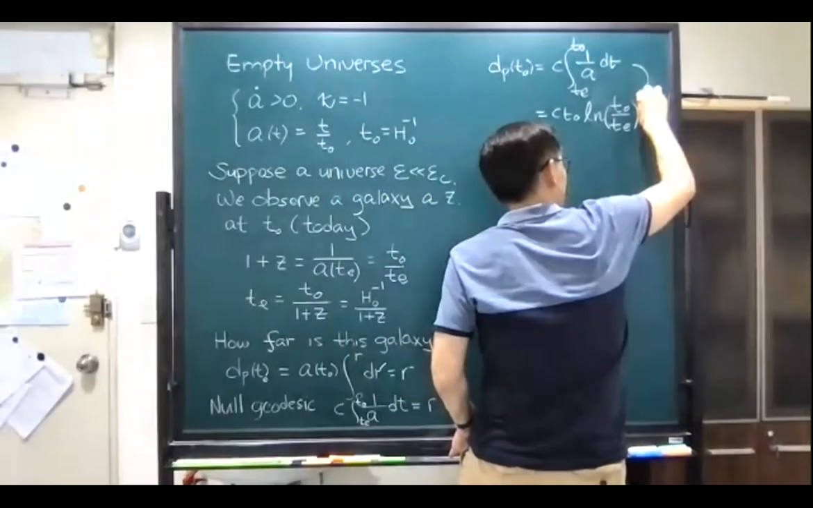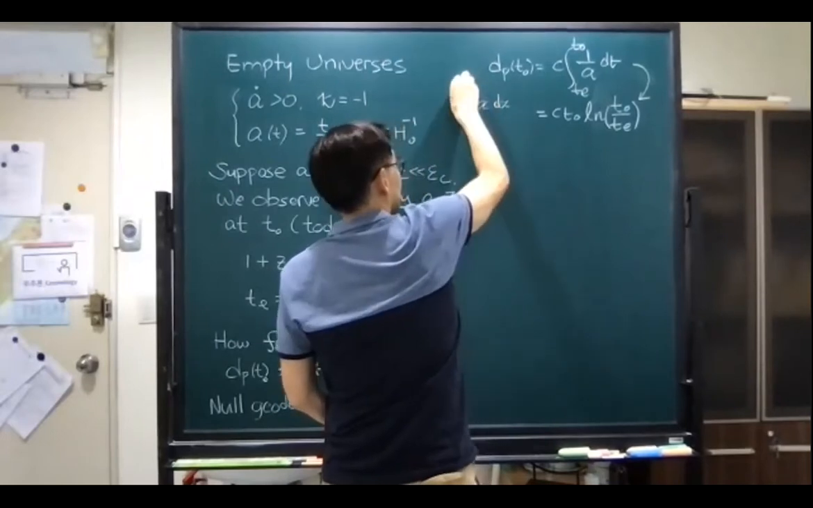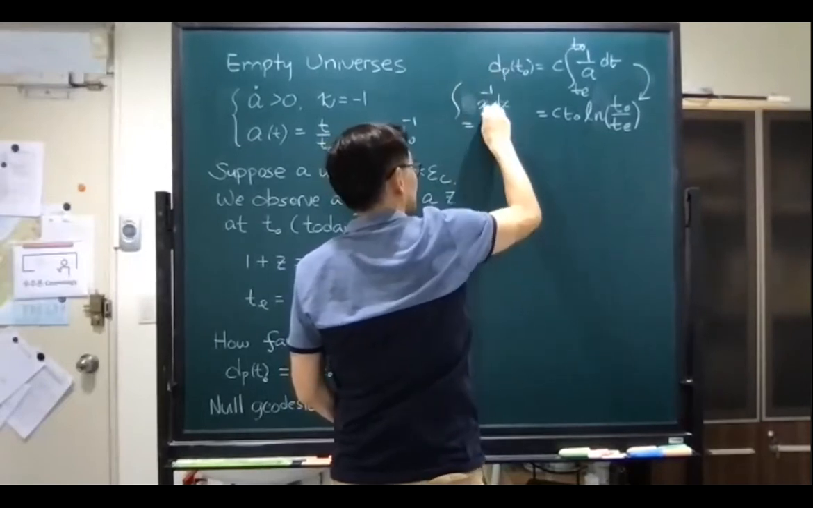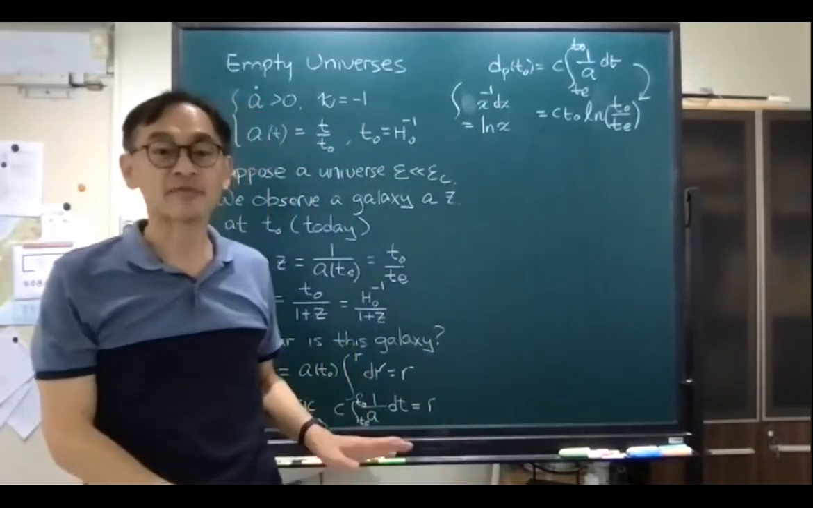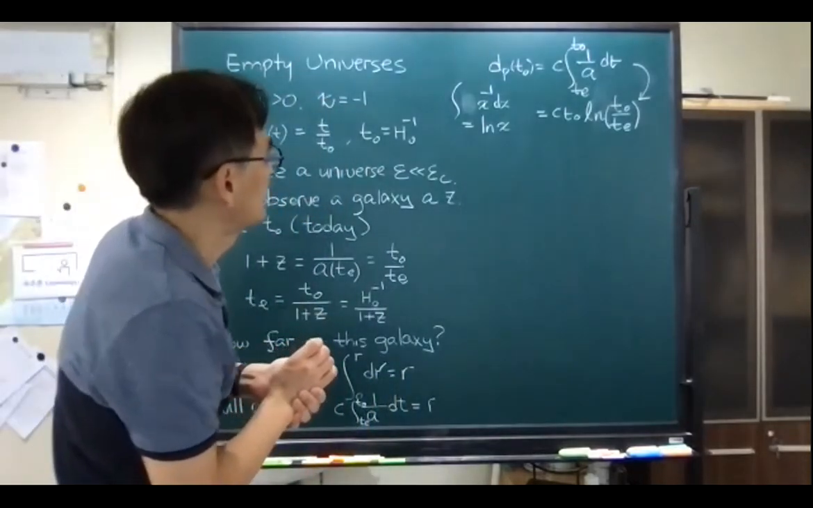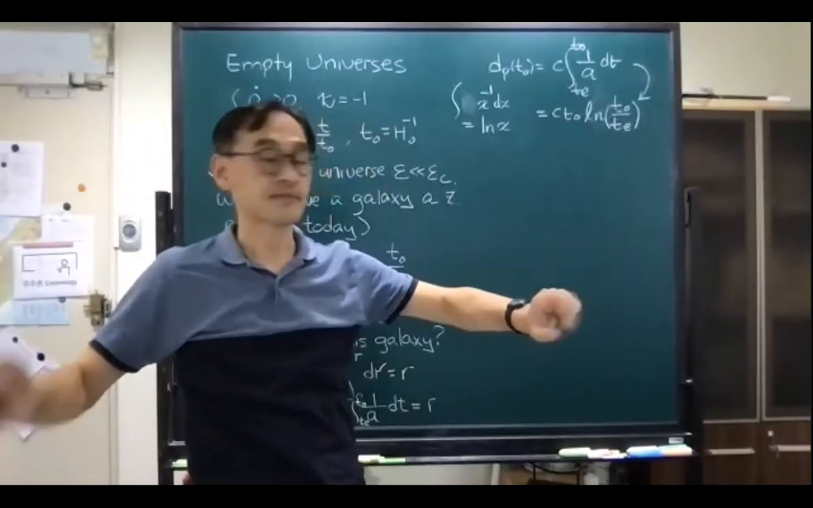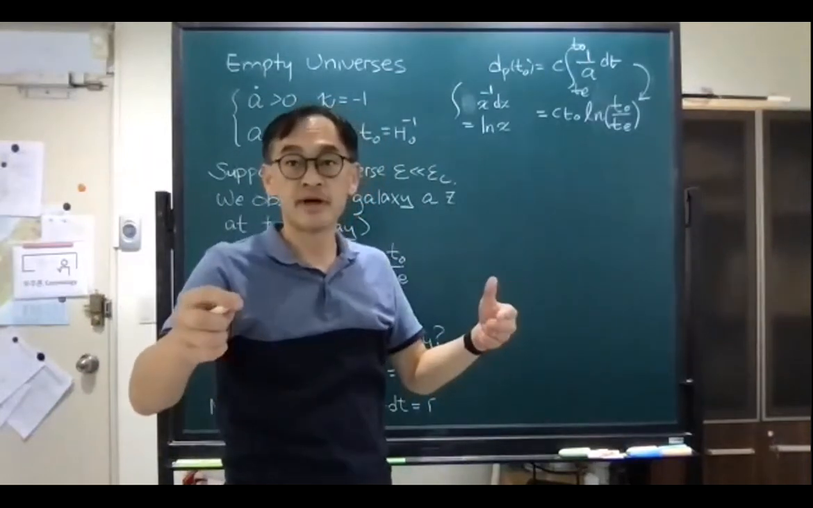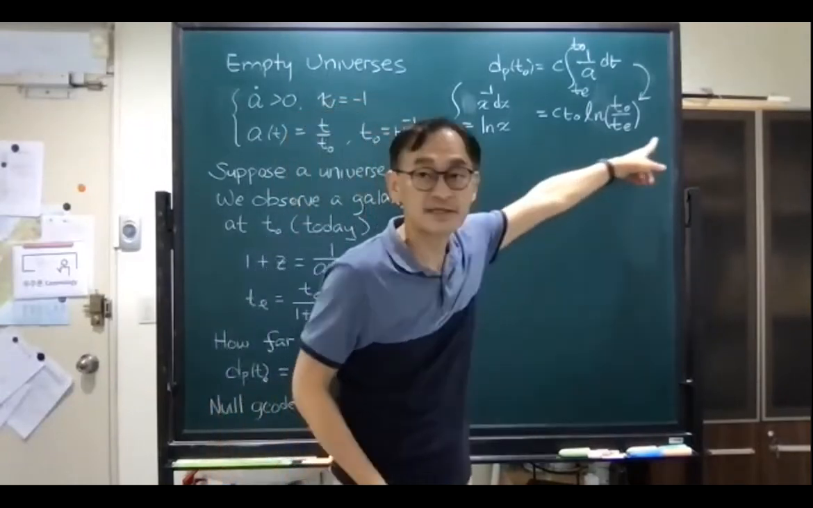Don't say that you don't know this step. The integral of 1 over x dx is log x. If you don't know this, I think you have to drop this class. All right, so if the universe is static, then c t0 should be the distance, speed of light times the time of travel. But you have a log factor.